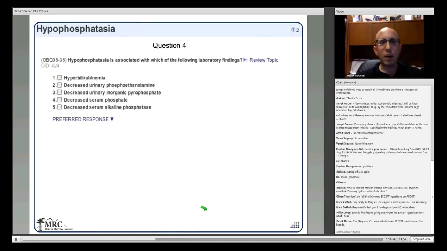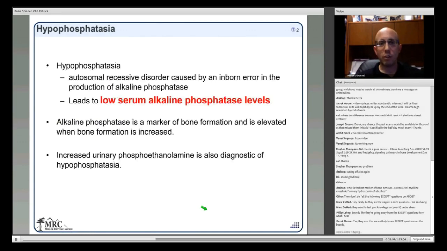Hypophosphatasia. Hypophosphatasia is associated with which of the following laboratory abnormalities? Just got to know it. Low serum alkaline phosphatase levels. So hypophosphatasia is an autosomal recessive disorder caused by an error in the production of alkaline phosphatase. This leads to a low serum alkaline phosphatase level. Alkaline phosphatase can be used as a marker for bone formation, and it's actually elevated when bone formation is increased. You can look at several urine markers as a diagnosis of hypophosphatasia.